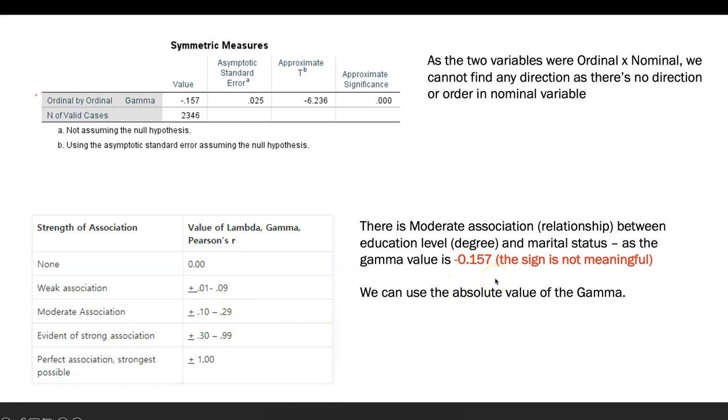But as we are not considering the direction of the relationship, the sign of the lambda and gamma values is not meaningful. So we can use the absolute value of gamma when you measure the strength of the relationship. But when you find the direction of the relationship, the sign of the gamma value will be very important.